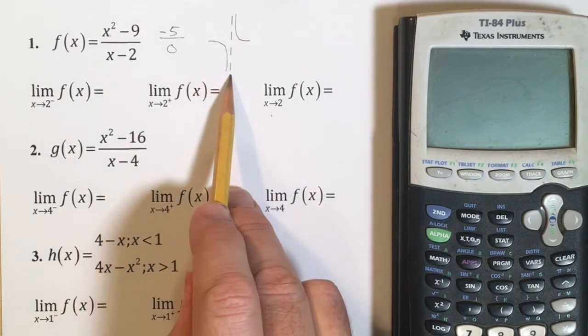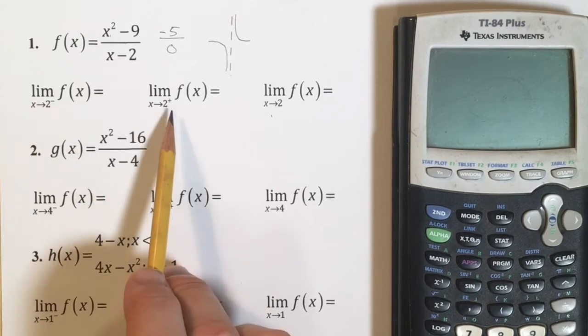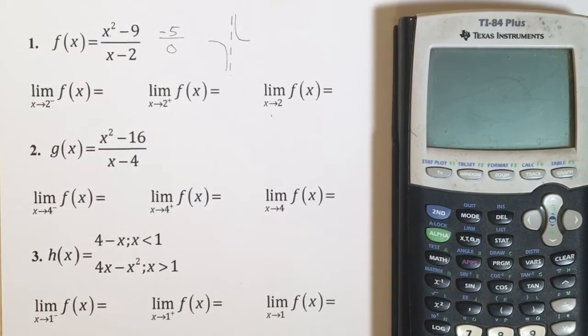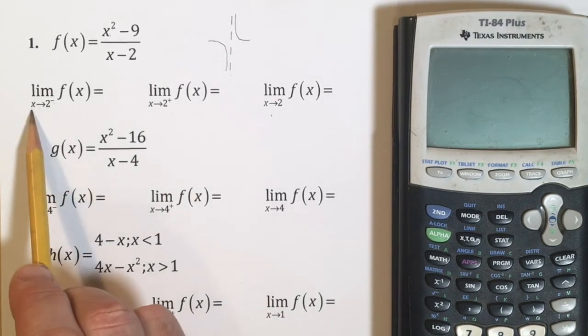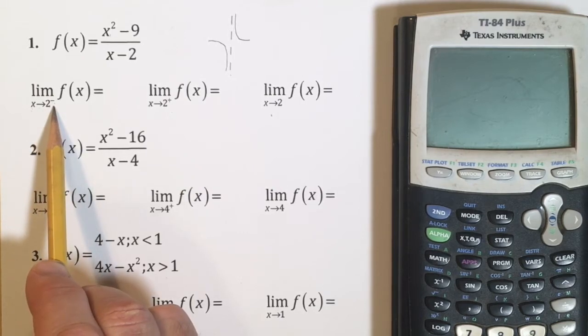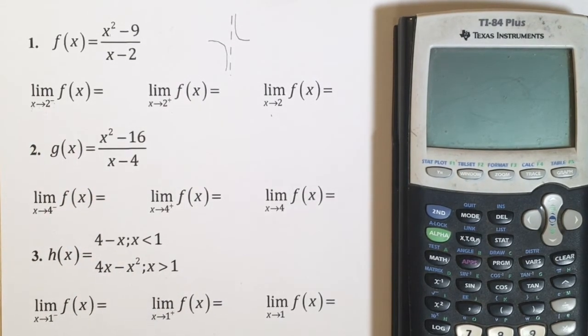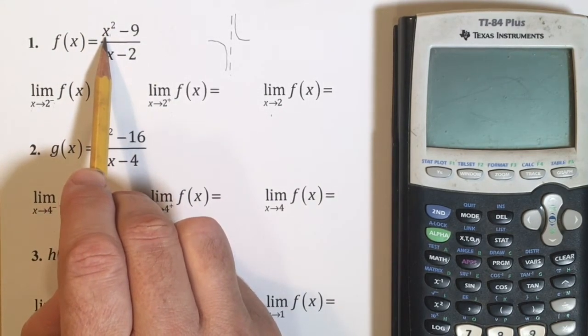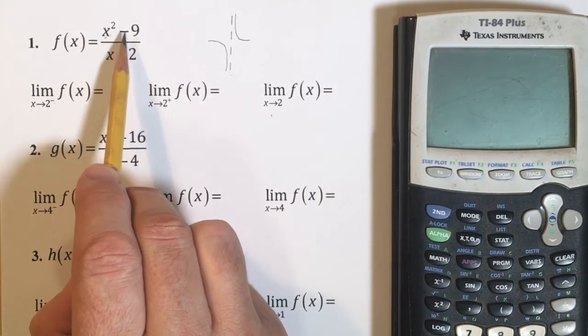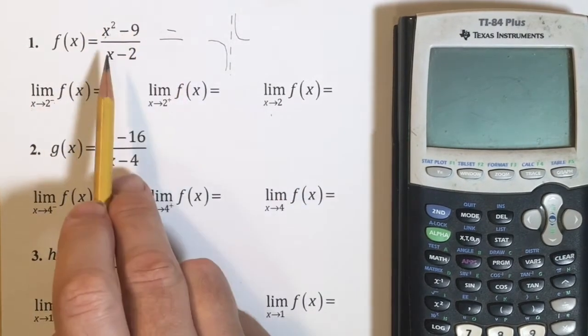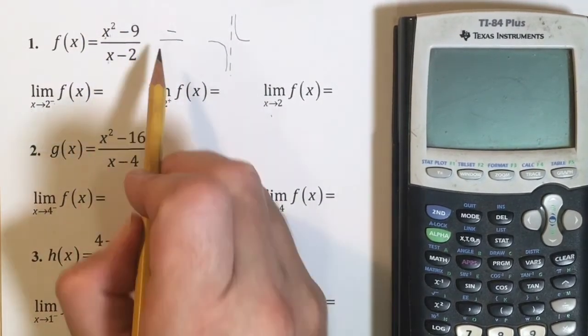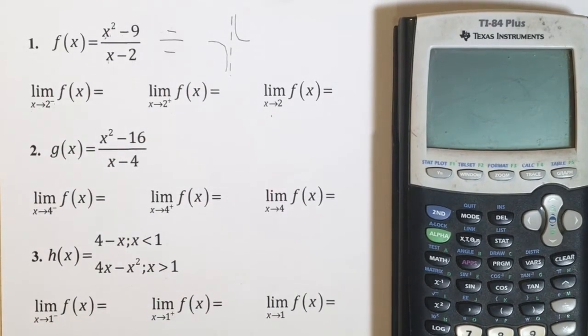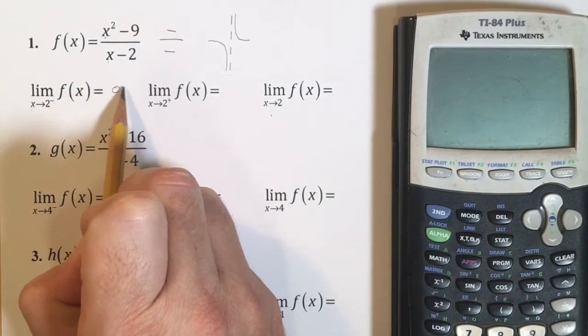Once I determine there's an asymptote at 2, I know the one-sided limits will be either positive or negative infinity. I simply need to determine if they're headed towards positive infinity or negative infinity. Consider the limit as x approaches 2 from the left-hand side. Let's consider what would happen if we plugged 1.9 in. 1.9 squared is approximately 2 squared, which is approximately 4, minus 9 is negative, and 1.9 minus 2 is negative. Apparently from the left-hand side, we're approaching positive infinity.